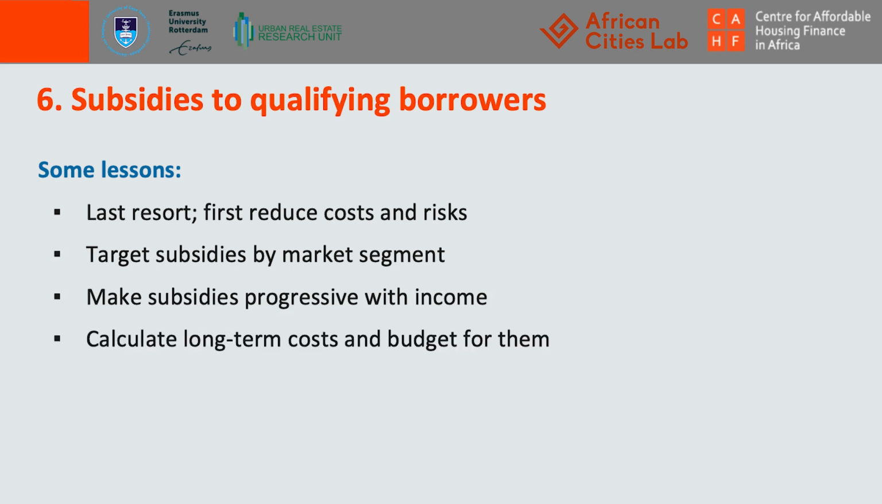Governments should know the long term cost of subsidies and budget for them. For example, interest rate subsidies for the life of the loan are costly, and these costs are often not transparent. On the other hand, a down payment subsidy is most efficient and addresses the savings constraints of low income households. It can be targeted to the income level of the customer, and it is much more transparent.